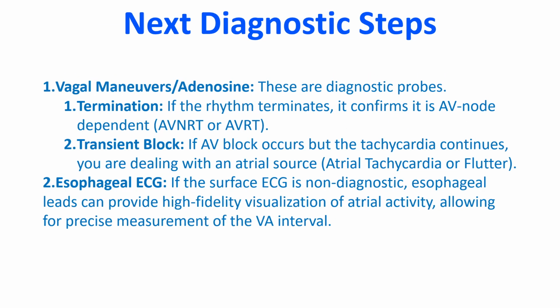If the ECG remains ambiguous in spite of meticulous evaluation, clinical maneuvers or pharmacological probes are diagnostic tools. Vagal maneuvers or adenosine. These are diagnostic probes. Termination. If the rhythm terminates, it confirms it is an AV node dependent tachycardia like AVNRT or AVRT. Transient block. If AV block occurs but the tachycardia continues, you are dealing with an atrial source like atrial tachycardia or flutter. Then esophageal ECG.